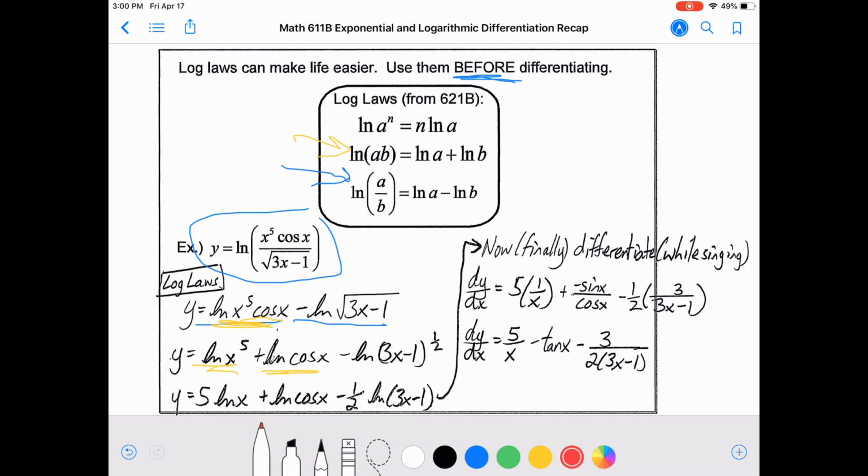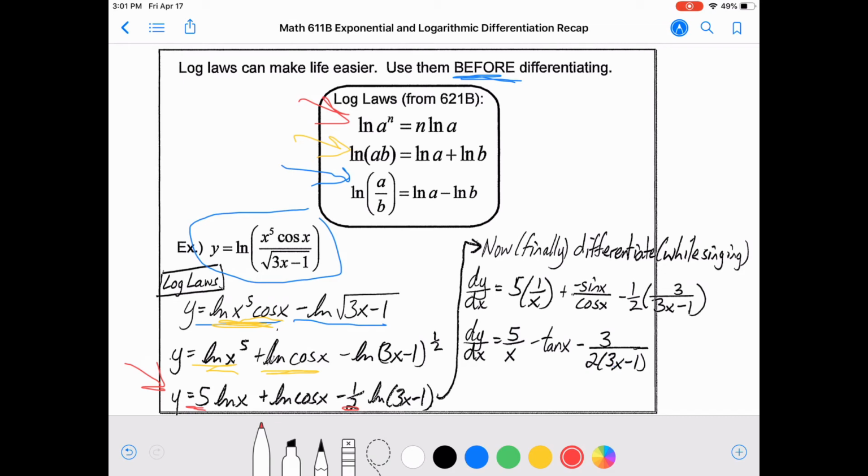And lastly, what I can do is use this power law. So all these powers can come down front. That x to the 5 now becomes 5 ln x. That ln of 3x minus 1 to the half becomes a half ln of 3x minus 1. Notice that this is all still saying y equals. We're just using log laws. Yes, we're pulling down powers, but it's not through differentiation.